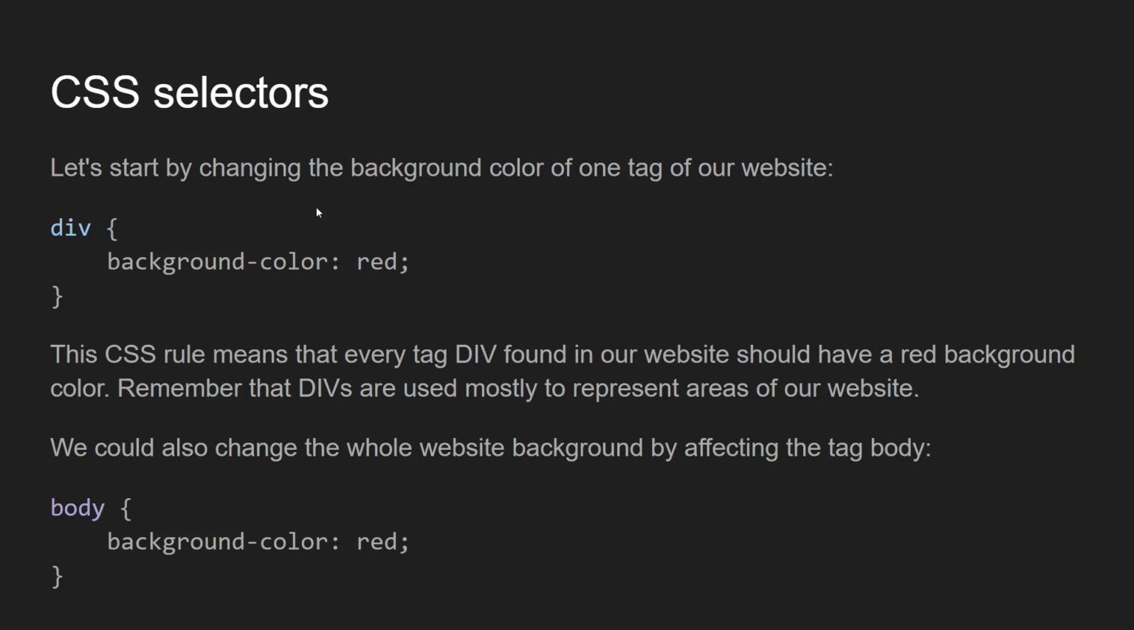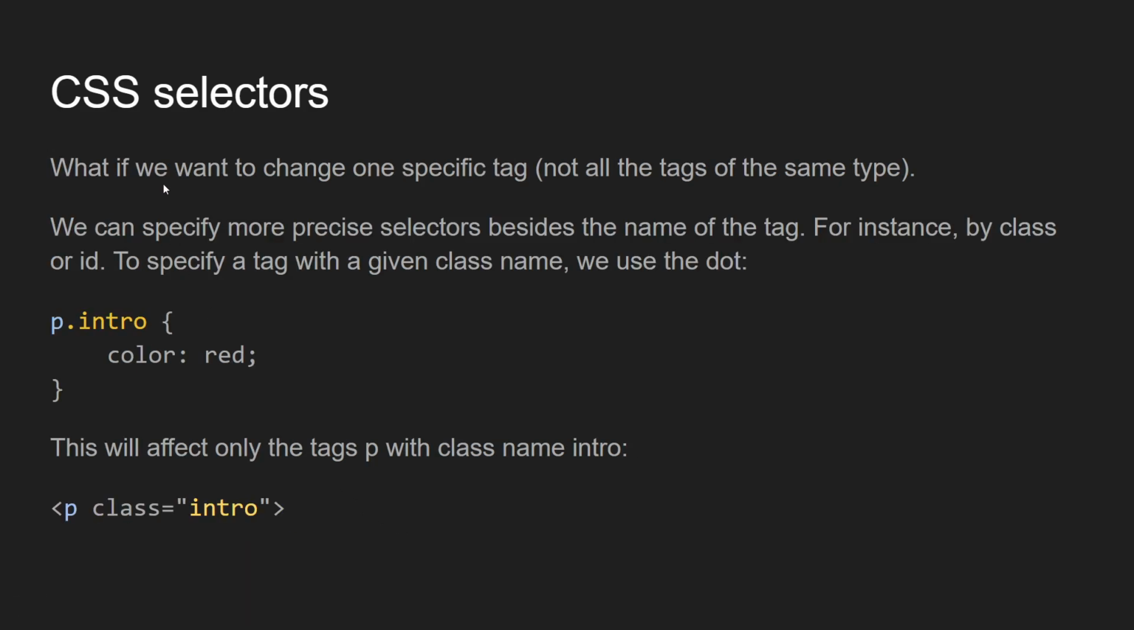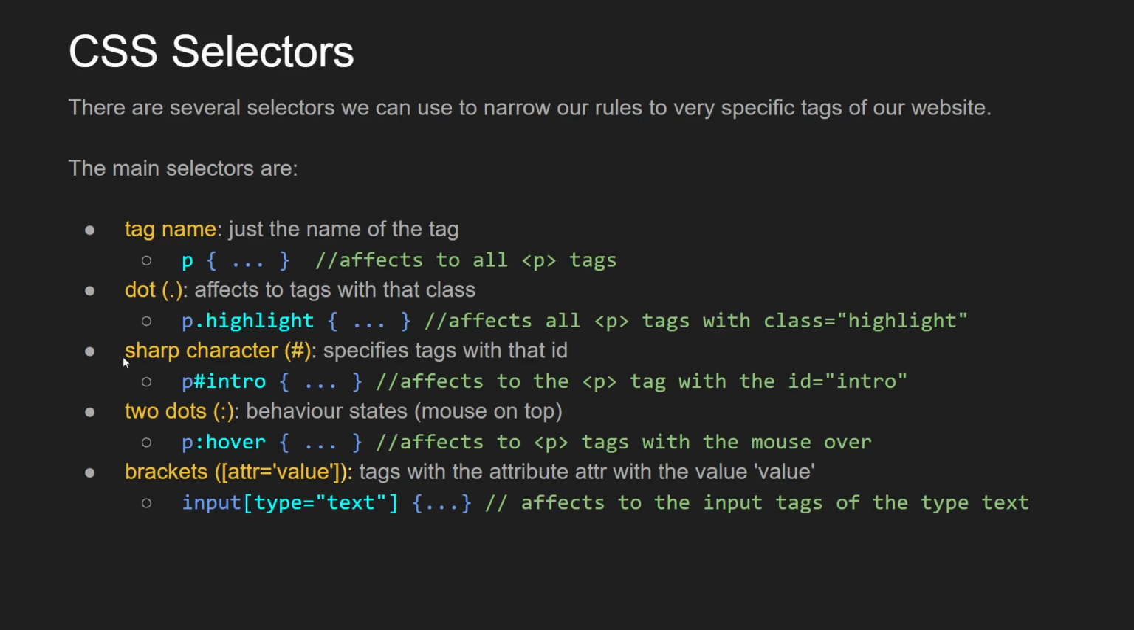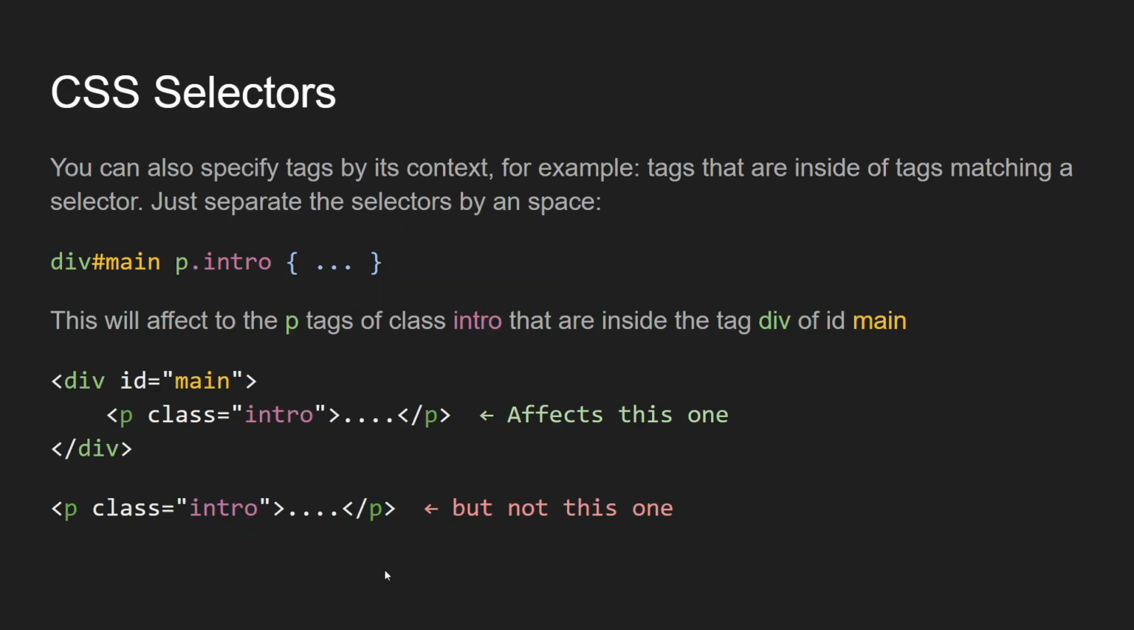Let's start by changing the background color of one of the tags of our website. So you can use div, background color red, or you can even use body. What if we want to change one specific tag? We can specify more precisely the selectors besides the name of the tag, for instance, by class or ID. So we can do p class equals intro. And the selectors include the tag name, dot, sharp character, 2 dots, and finally brackets.